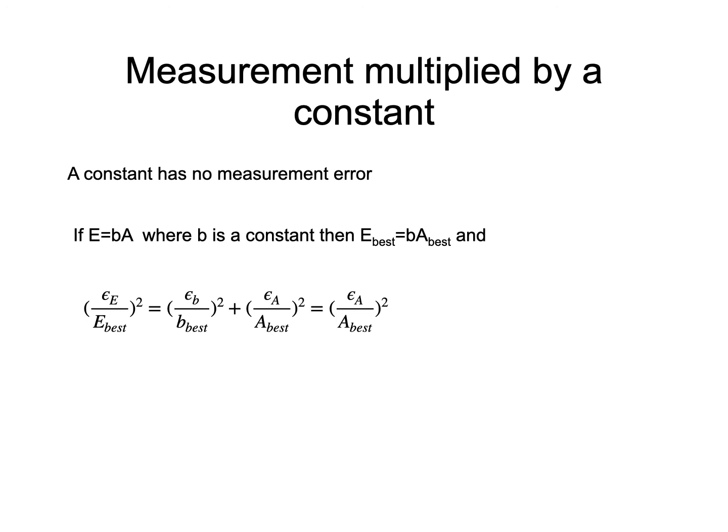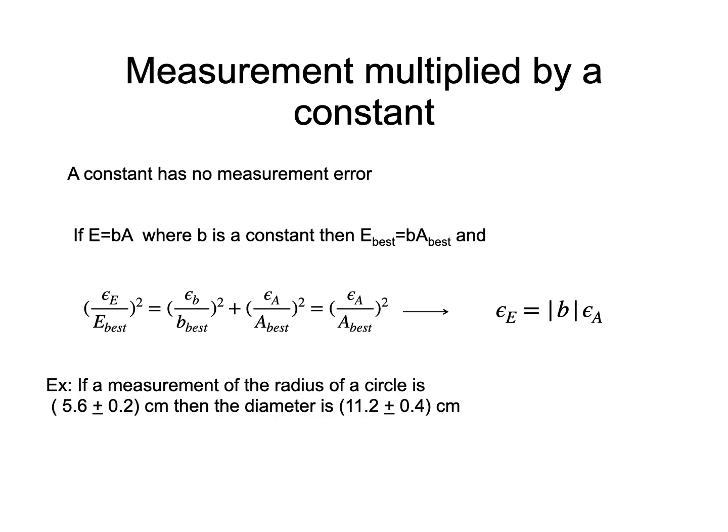Taking the square root on both sides and remembering that an error is positive, we get that the error of a measurement multiplied by a constant is the absolute value of that constant multiplied by the error of the measurement. For example, you can apply this result to finding the diameter of a circle from the measurement of its radius. Both the best estimate of the radius and its error are multiplied by 2.